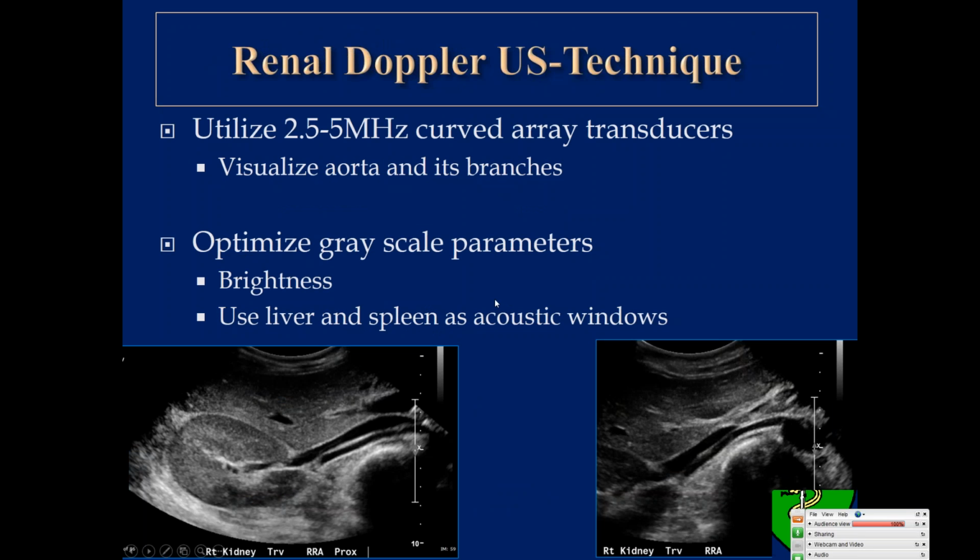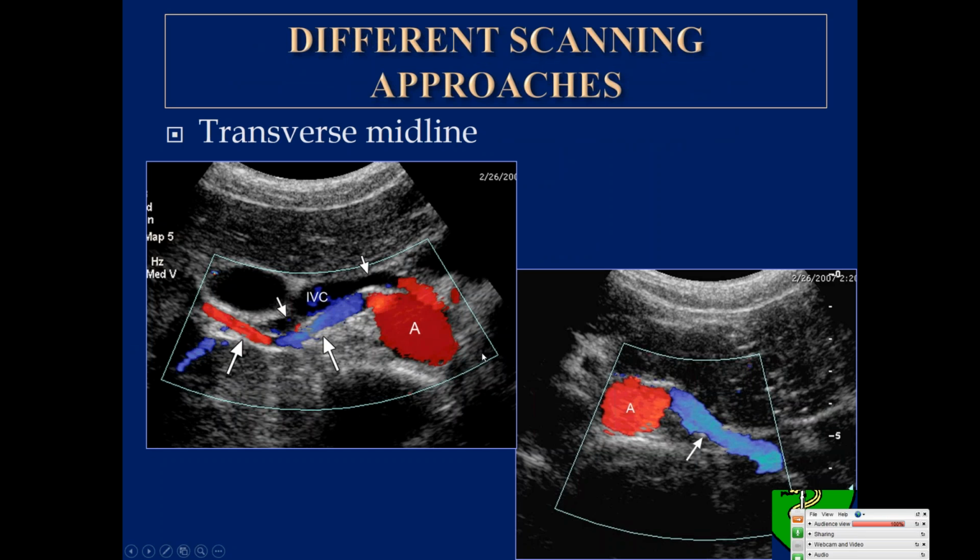When we evaluate renal arteries, we would like to use 2.5 to 5 megahertz curved array transducers. These transducers help us see the deep structures in the abdomen and pelvis, and the renal vessels are located somewhat deep in the body of the patient, so curved transducers are utilized. We always want to optimize our grayscale images so the brightness is correct, so we can assess the echogenicity of the renal cortex, and we also want to use the liver and the spleen as our acoustic windows.